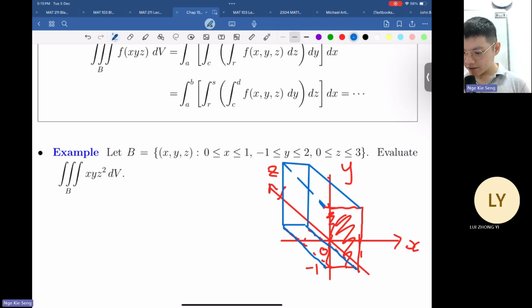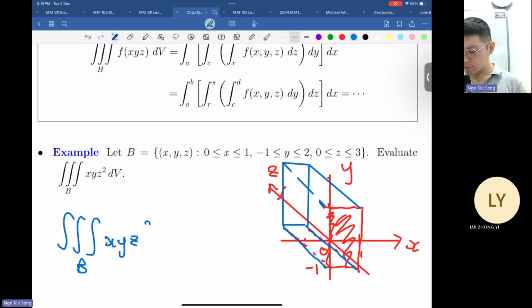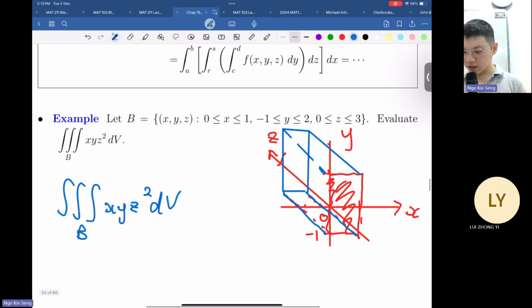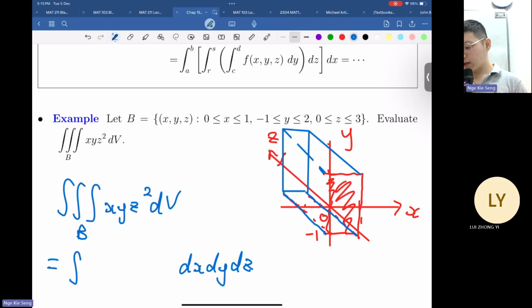If it is a box, so you are computing the triple integral over a box, then Fubini tells you that you just do the iterated integral dx, dy, dz, any way you like. You can do dy, dx, dz, or dx, dz, dy, or dz, dx, dy, dz, dy, dx. So I think there are 6 combinations, right? You can do any one you like. You should get the same answer.